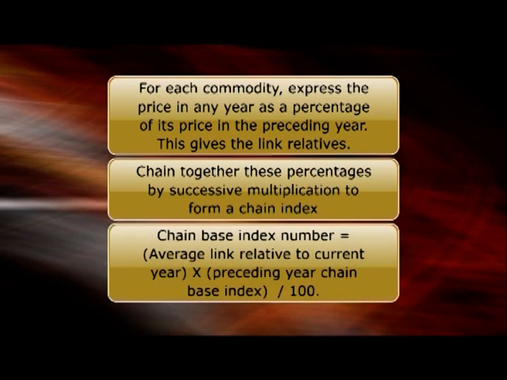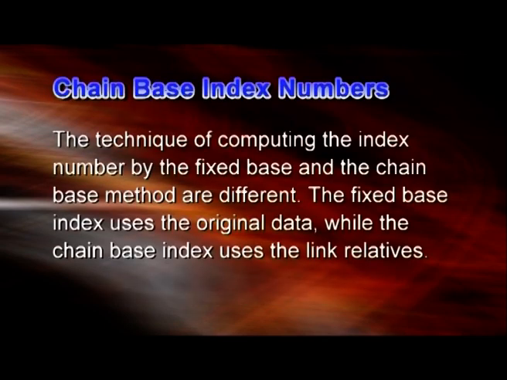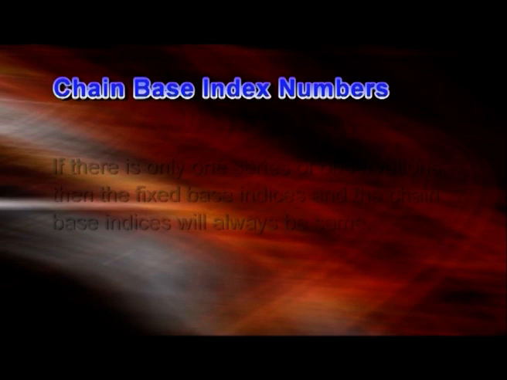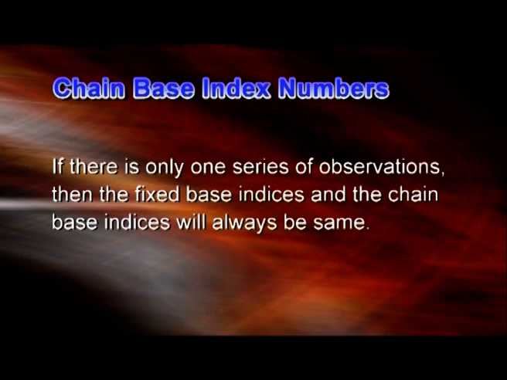Chain-based index number is equal to average link relative of current year multiplied by the preceding year chain-based index divided by 100. The techniques of computing the index number by the fixed base and the chain-based method are different. The fixed base index uses the original data, while the chain-based index uses the link relatives. If there is only one series of observations, then the fixed base indices and the chain-based indices will always be the same.